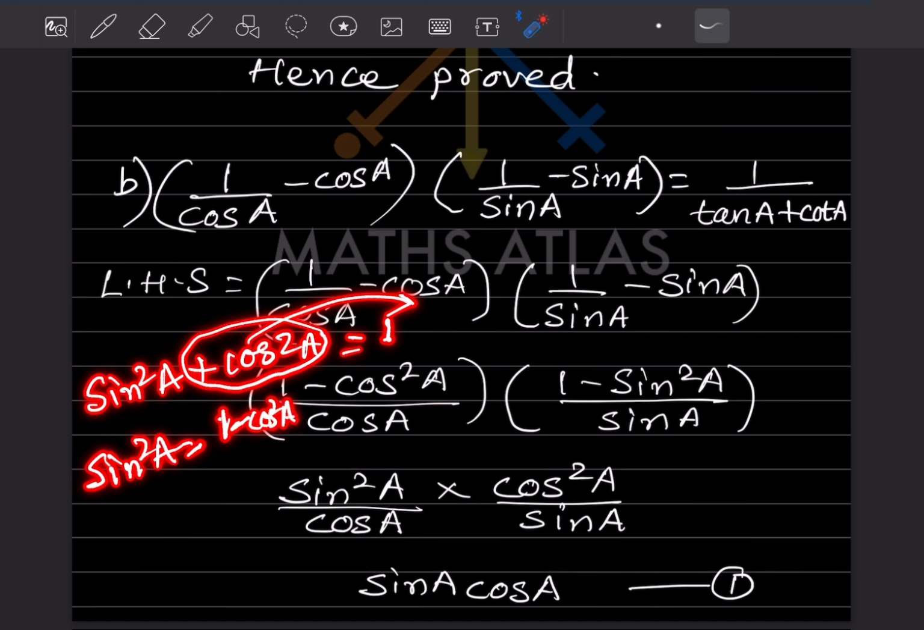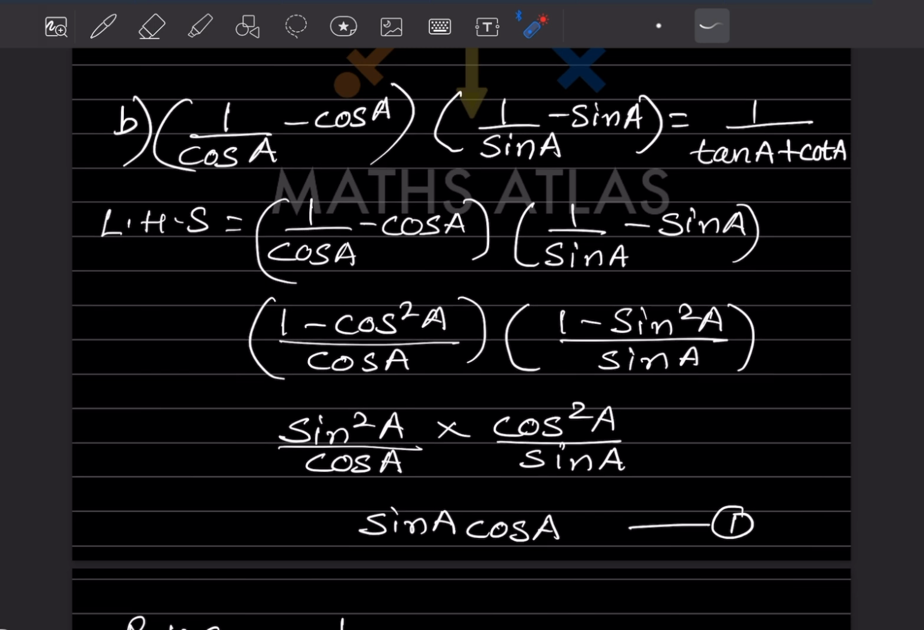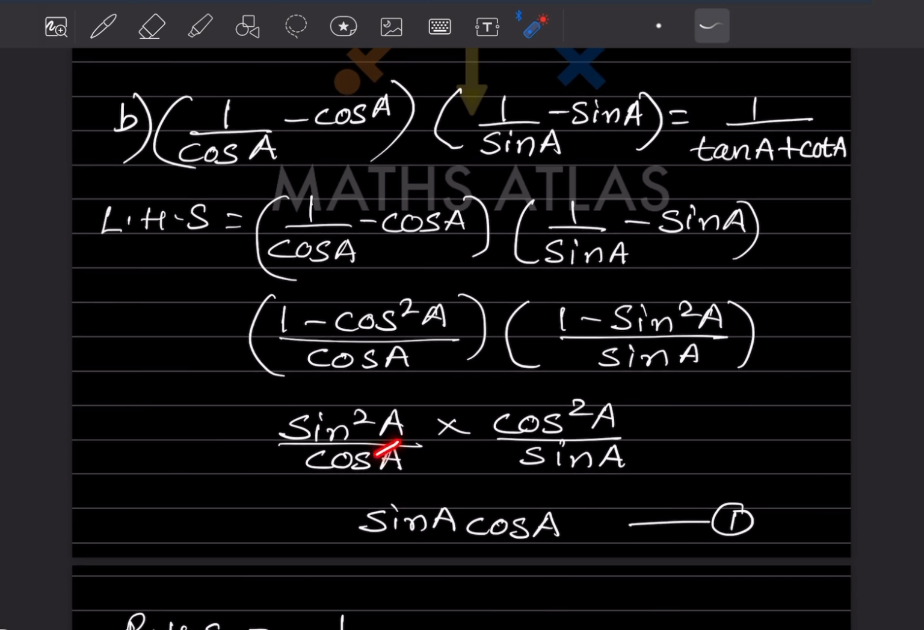So can you see here 1 minus cos square a? So what will that be? That is going to be sin square a. So this will be sin square a. This cos a as it is. Again here 1 minus sin square a means again the same identity. You can just rearrange and see, you get cos square a divided by sin a.